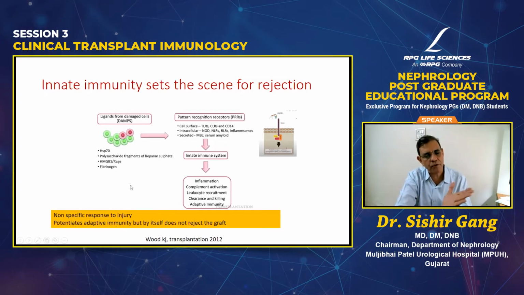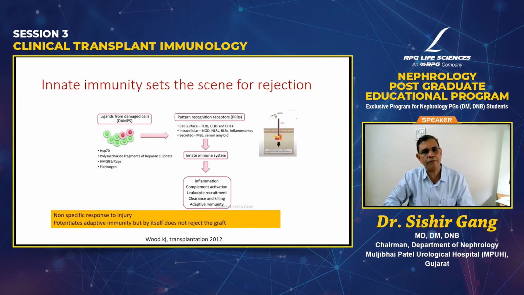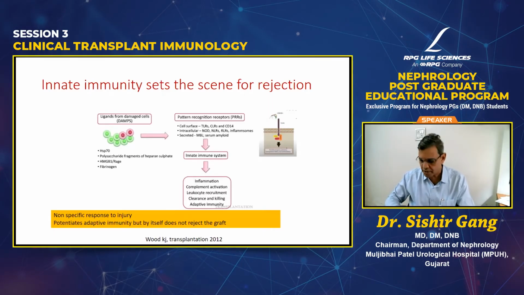So they can be either pathogen-associated molecular patterns, or damage of the cells, or damage-associated molecular patterns. Innate immunity by itself does not reject the graft. So innate immunity, though important as the first response to any of the foreign antigens, by itself cannot really reject a graft, and it would need the help of the adaptive immune system to mount a rejection.